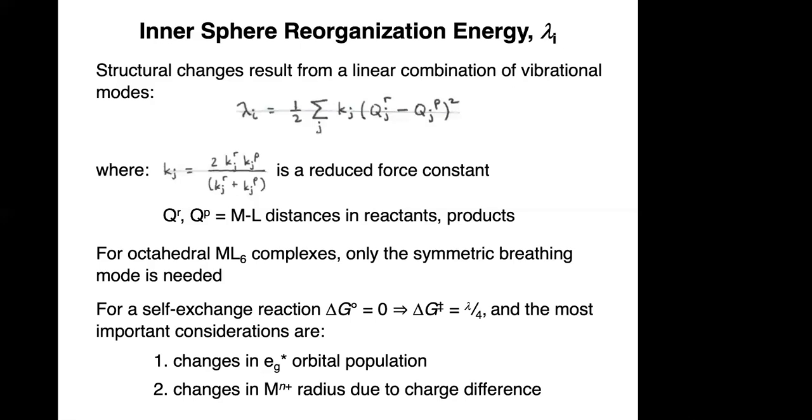All right, so this really has to do with the difference in bond lengths and ligand arrangements around the two different charge states for the metal. And if it's a large difference, then we should expect a large activation energy. If it's a small difference in metal ligand bonds, then it should be a fast reaction and a small delta G double dagger.